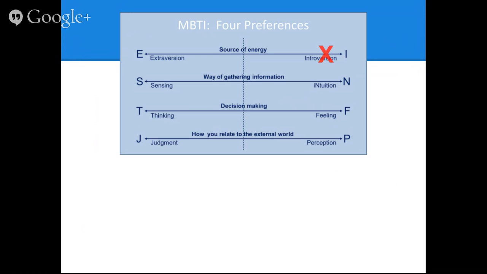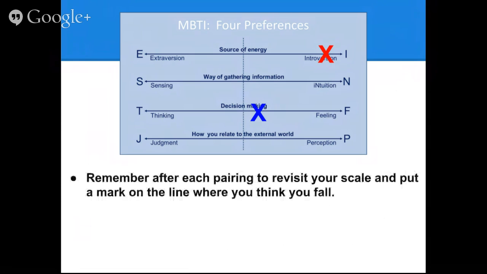So this is an example of what I mean by marking on these scales. If I think I'm quite introverted, I would put an X here. If I think I'm a little bit of a feeler, it's maybe even a little hard for me to tell if I'm a feeler or a thinker, but I think I'm more feeler, I might put an X here. And we'll do that for each of these lines. So you would also have one for SN and for JP as well by the time we finish. So you'll do that after each pairing.